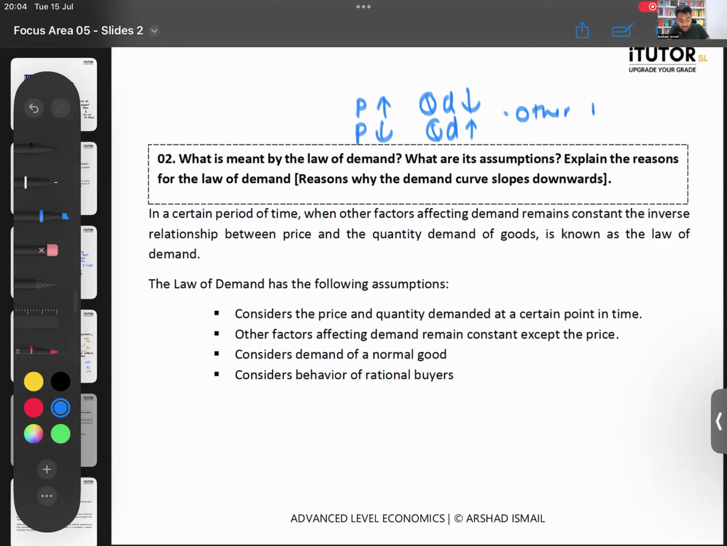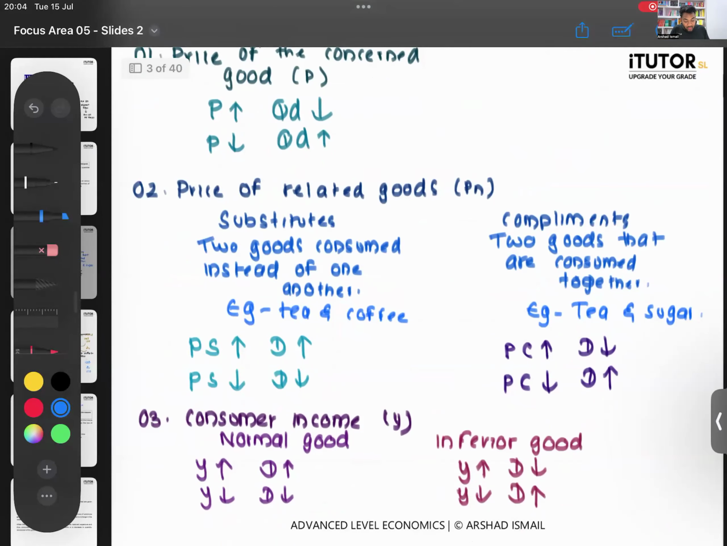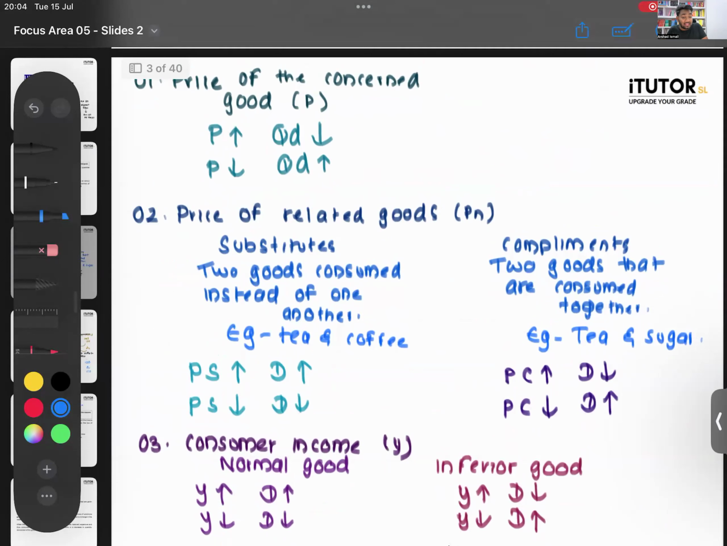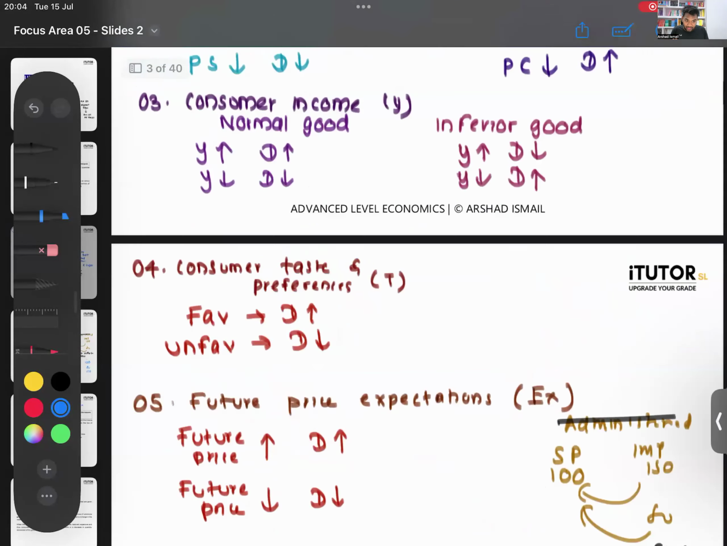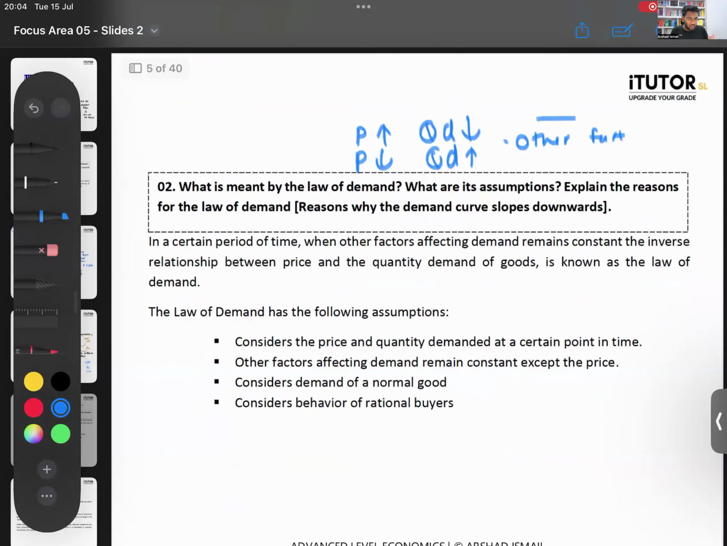Remember, we talked about so many factors here. So we are talking about the first factor here. When the price of a good increases, QD will come down. When the price goes down, QD will increase if other factors are held constant. If other factors, price of substitute, income, all of that is constant, then there is a negative relationship at a given point of time. Right. So then this law of demand, that story you all know, right?